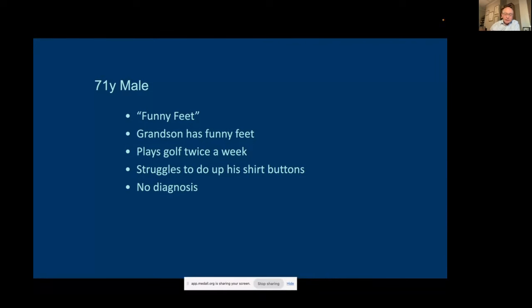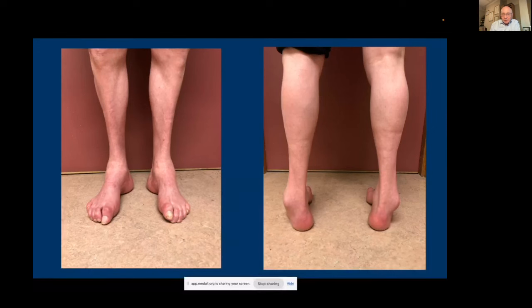This guy's brilliant. So he came into my clinic. This was like my sort of FRCS Orth exam. This guy's 71, fit and healthy, worked all his life, never had a diagnosis. Other members of his family have been told they've got funny feet, but he still plays golf. This is his feet. I mean, it looks like a picture from Apley's Orthopedics.